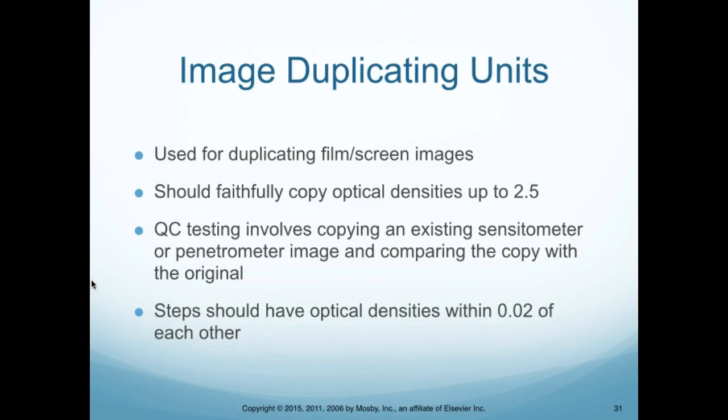The quality control testing involves copying an existing sensitometer or penetrometer image, so basically like a grayscale image, and then you would make a copy of that, and then you would compare that copy with the original to see if the densities are basically similar, or should be at least within 0.02 of each other.